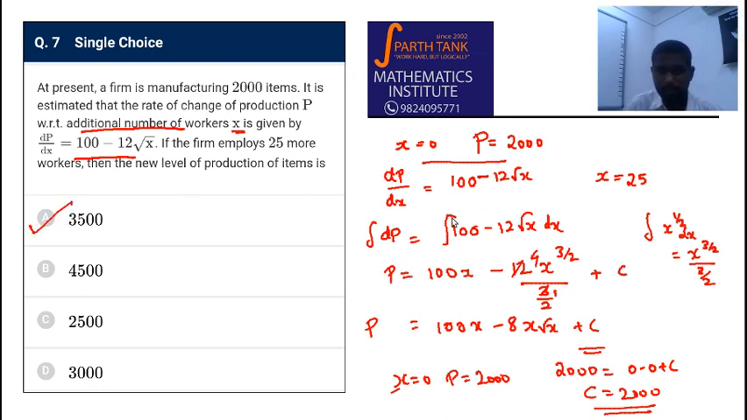Clear? A very simple differential equation, but remember this, that when x was 0, no additional workers, the original production was 2000.